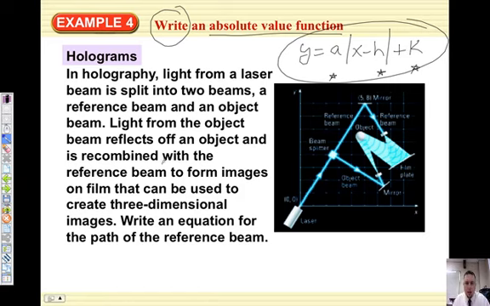Look at this situation here. It's talking about holograms and beams and lights and all that, but basically there's this laser beam that shoots up and it hits off a mirror and then it shoots down. What do you notice about this? It shoots up, shoots down. That looks like an upside down V, right? This is an absolute value function based on that path right there. So as soon as I see this path, I'm thinking this is absolute value.